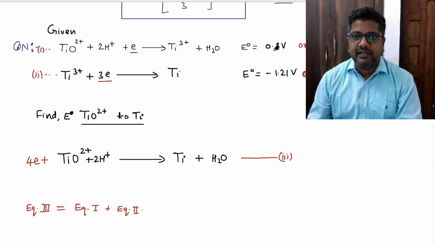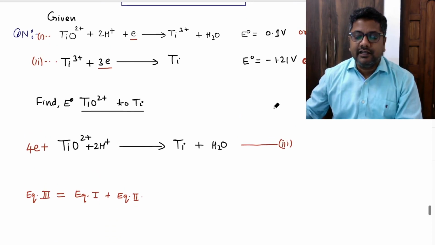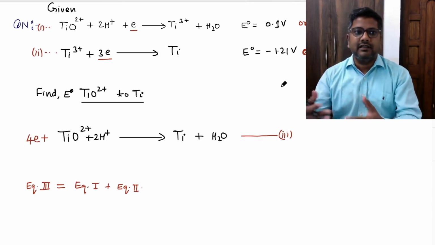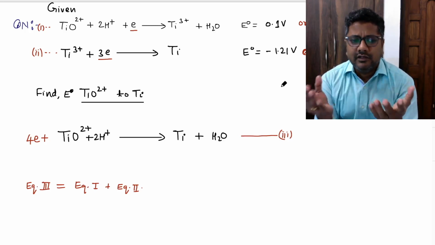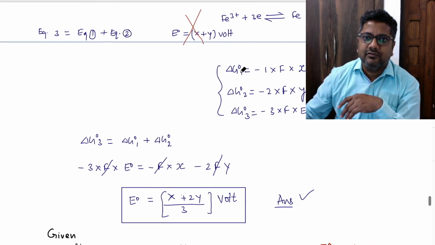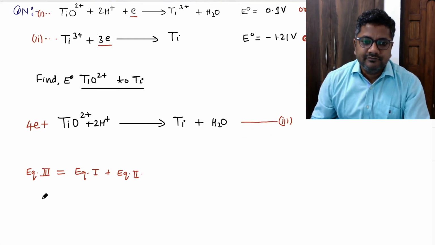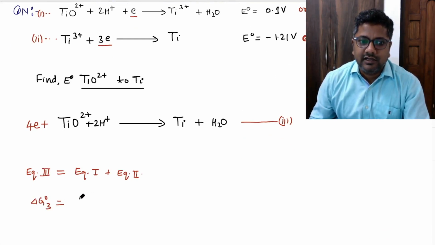So is it possible that we can directly add this E naught value? Can we directly add this E naught value? The answer is no. We cannot add this E naught value directly. So how to add it? The concept is that you have to convert this first into delta G naught and then add, right? So you can write delta G naught 3 is equal to delta G naught 1 plus delta G naught 2.